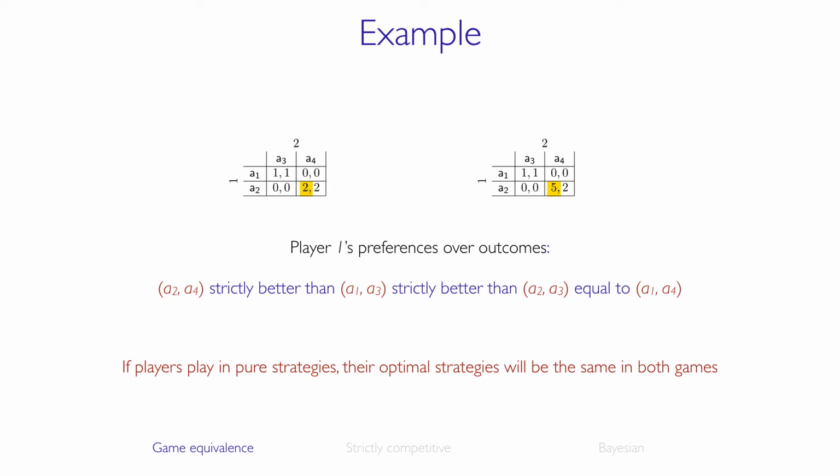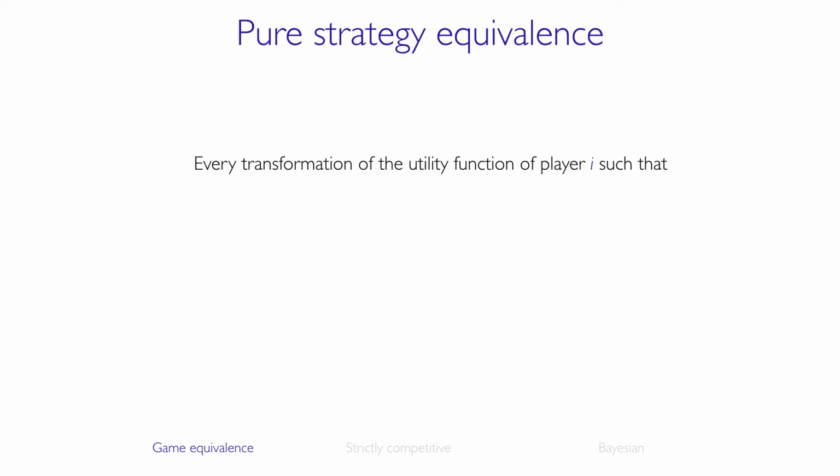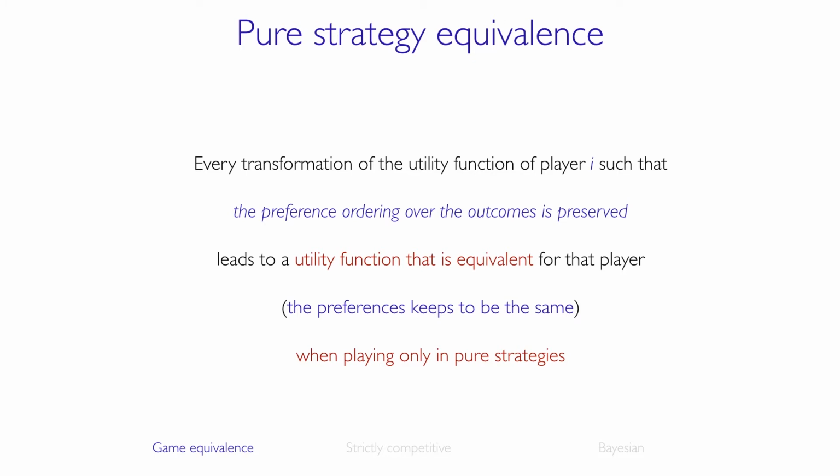However, as we will see later, this is true when focusing only on pure strategies. So, when focusing on pure strategies, every transformation of the utility function of player 1, such that the preference ordering over the outcomes is preserved, leads to a utility function that is equivalent for that player. Again, this holds when focusing on pure strategies.